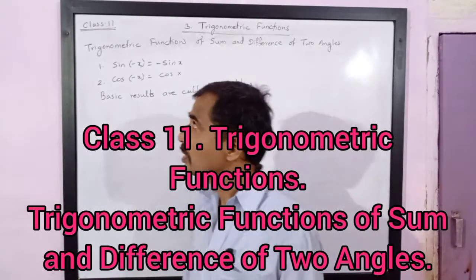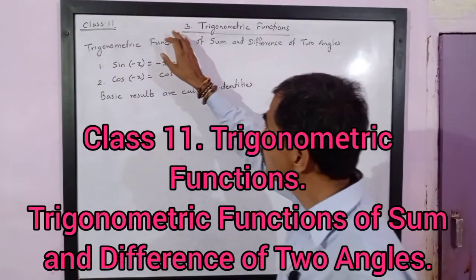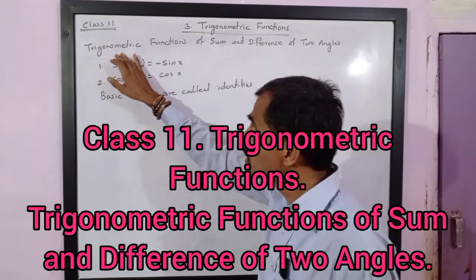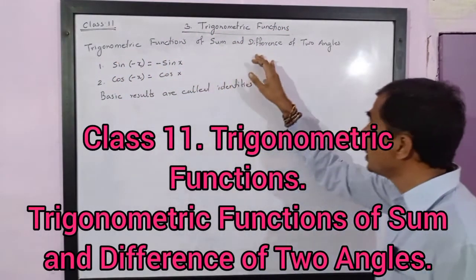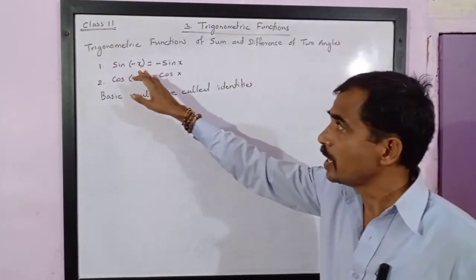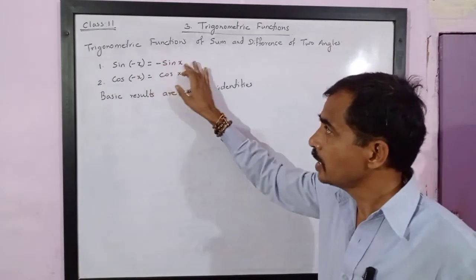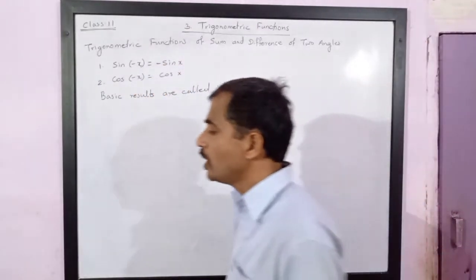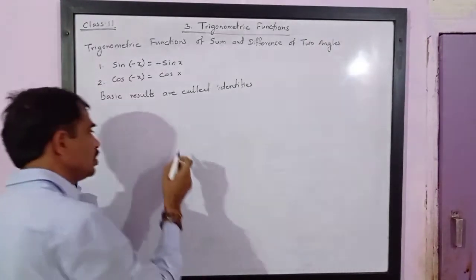Dear friends, in class 11, chapter number 3, trigonometric functions, we are studying trigonometric functions of sum and difference of two angles. For this, we will need these two results. Sine of minus x is equal to minus sin x, cos of minus x is equal to cos x. This is what we have already studied. If you see my earlier videos, you will get this.